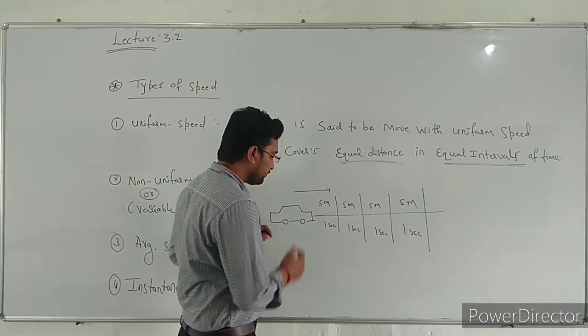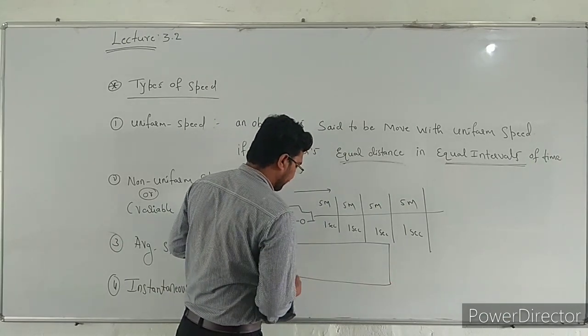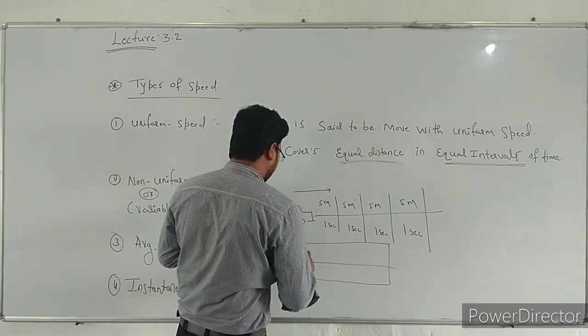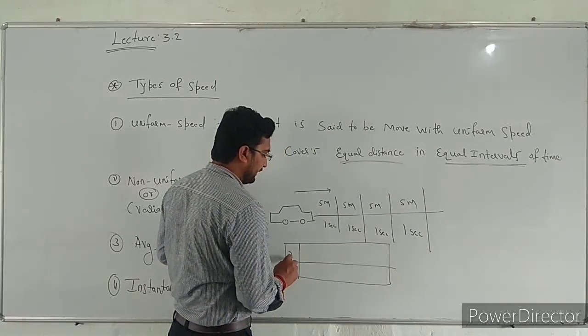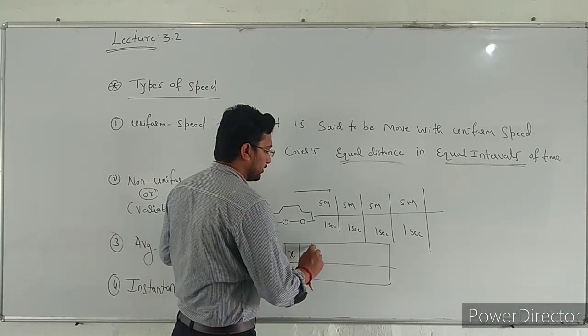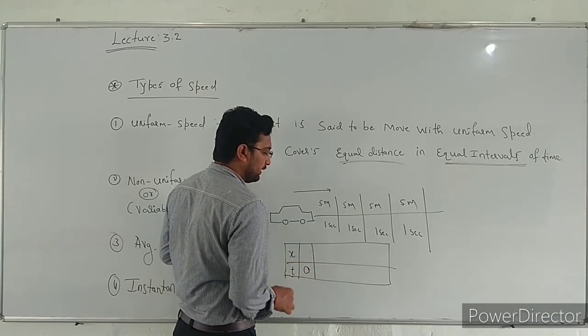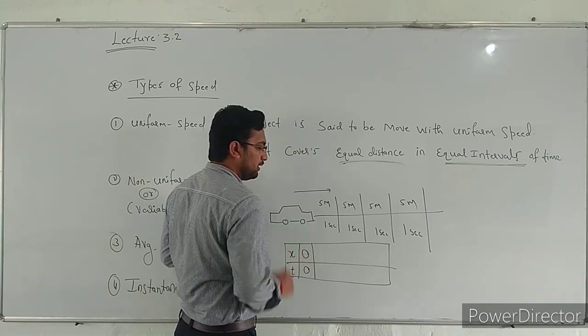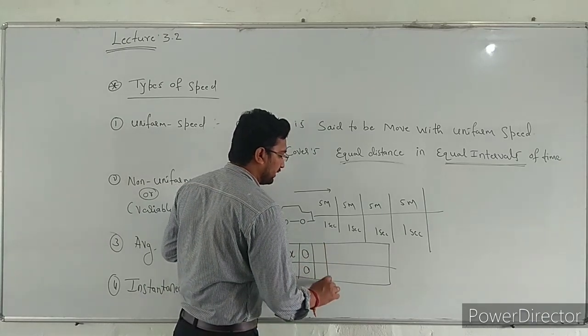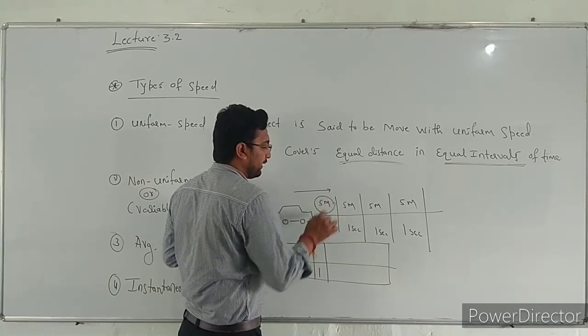Let's draw a tabular column. Here the position is denoted by x, and t indicates time. At the initial state, the t value is 0, and the distance is also 0. After 1 second, the body covers 5 meter.